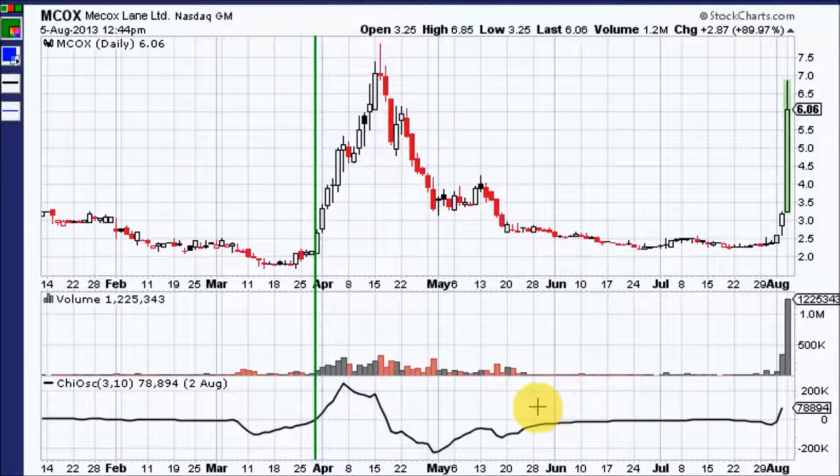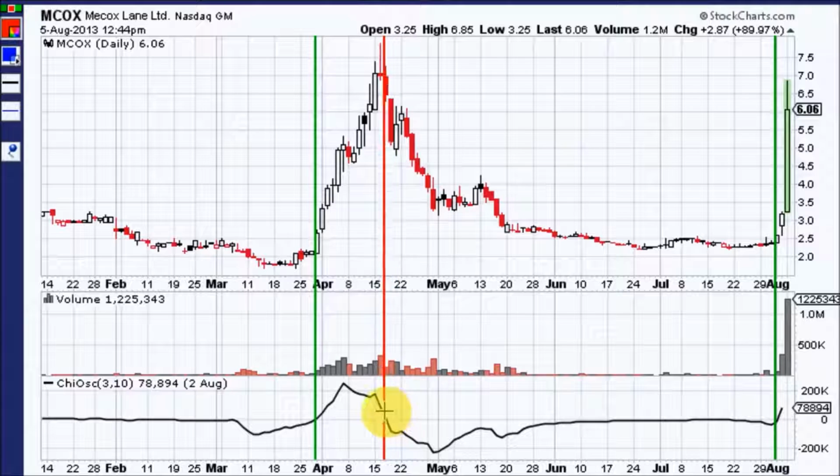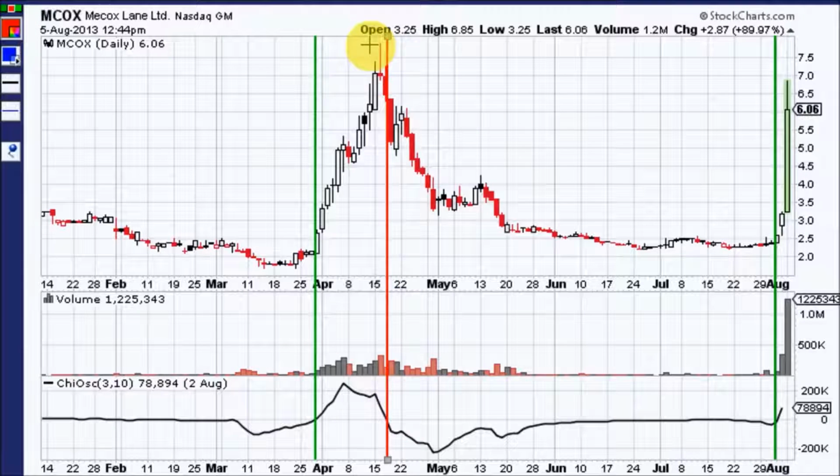Then it does a pullback of over 50%, probably due to the 62% fib line. It does a little top right here and breaks support in this area and falls more. This whole time CHI-OSC is below zero, and then right here it crosses back up through the zero line on increasing volume and runs again from $2.50 up to almost $7. Now let's take a look at the sell signal CHI-OSC gave on this chart when it crossed down through zero right about there. And yes, it did work.